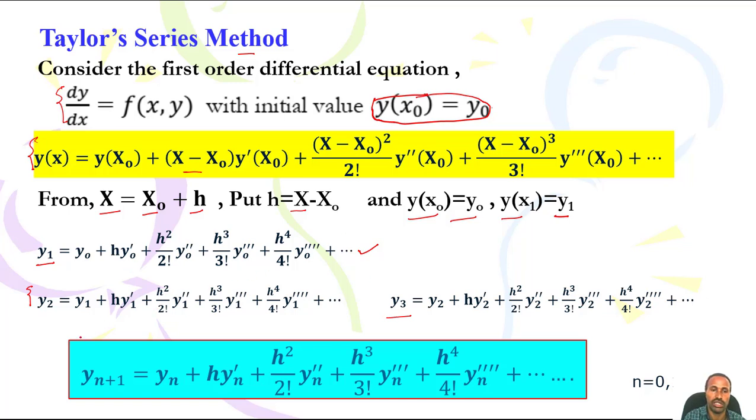This is the general equation for the Taylor series method for differential equations: y n plus 1 is equal to y n plus h y n prime plus h square over 2 factorial y double prime n, plus h cube over 3 factorial y third derivative n, etc. Here n starts from 0 because we have y naught as the initial condition, and from that we calculate other values. So we can create the solution.